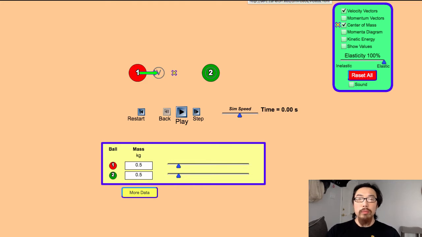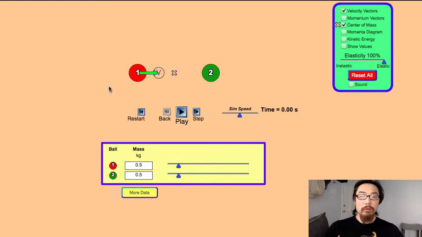Today we're going to learn about momentum and how the center of mass for a system is affected by momentum. All right, to start things off, we're going to take a look at this PhET simulation. Here I have a ball of mass 0.5 kilograms, which is in red, and a green ball with a mass of 0.5 kilograms. And I gave the red ball just a tiny little bit of velocity.